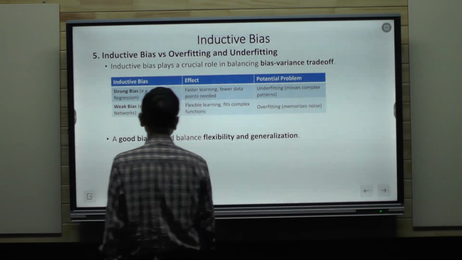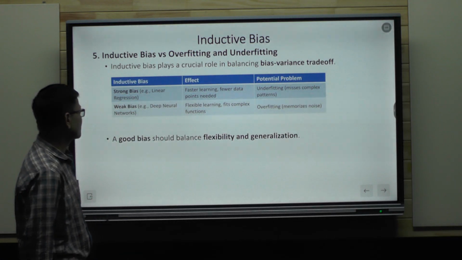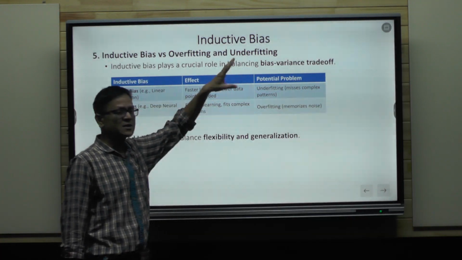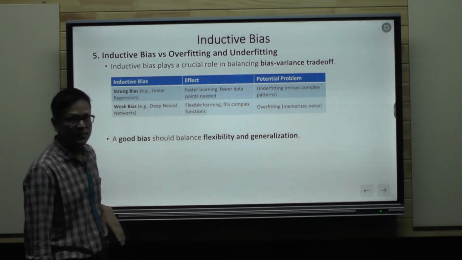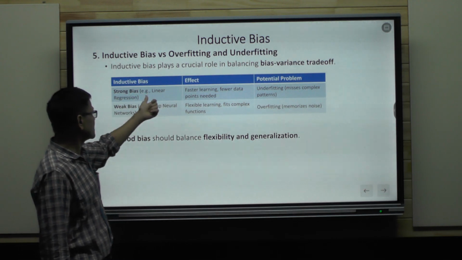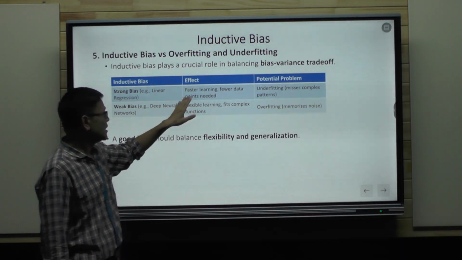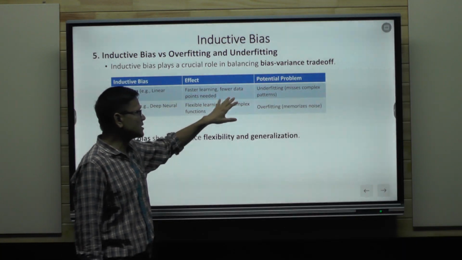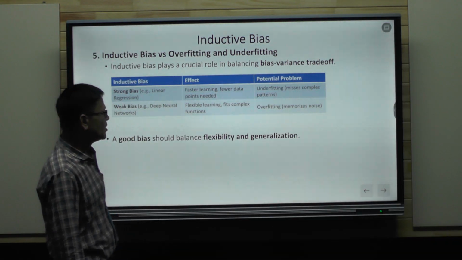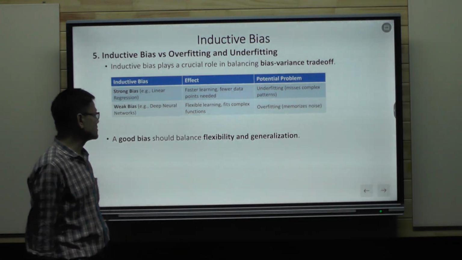Inductive bias versus overfitting and underfitting. Inductive bias plays a crucial role in balancing the bias variance trade-off. With a strong bias, for example in linear regression, we get faster learning and fewer data points are needed. The potential problem is underfitting. It may miss complex patterns.